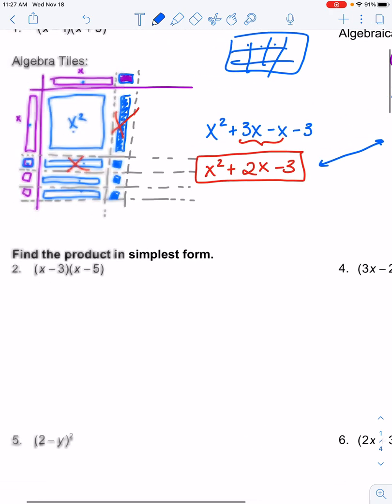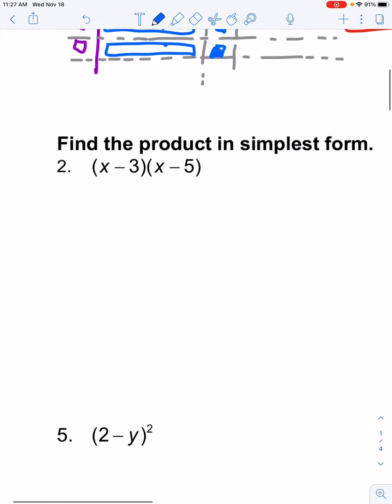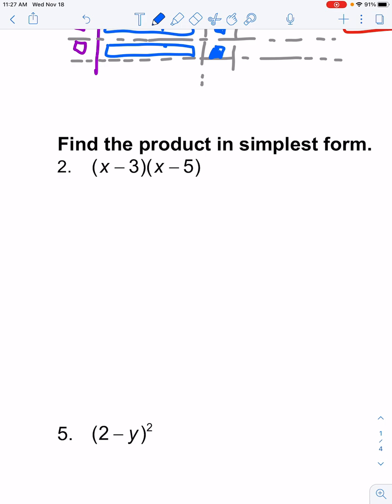Okay, so looking at number 2. They've eliminated the need to do the algebra tiles. If you like them, please continue using them, but do not feel pressured to, especially because it is not realistic when you have really large numbers and large coefficients. So instead, we're just going to focus on this double distribution.